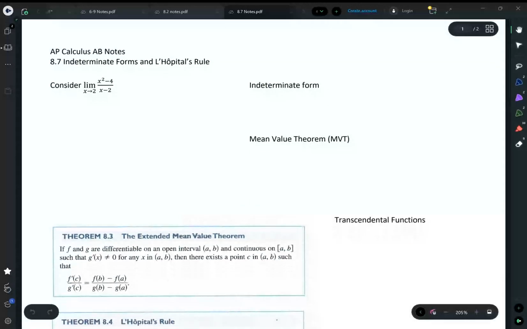Hello class, these are our notes for Calc AB. Today we are looking at section 8.7, Indeterminate Forms and L'Hopital's rule.